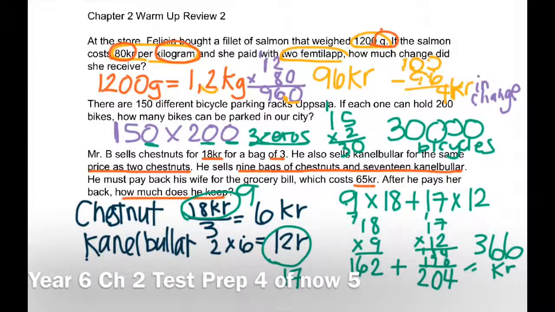And then his wife had the grocery bill. And if she had the grocery bill that was 65, then over here I'm going to do 366 minus 65 means that he could keep, if he didn't care about his relationship. Just kidding. 301 kroner.